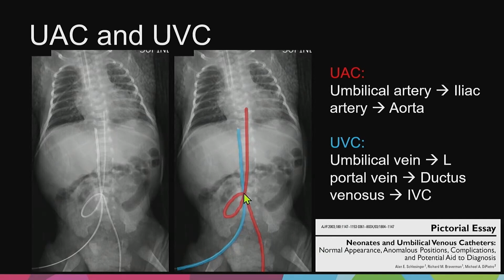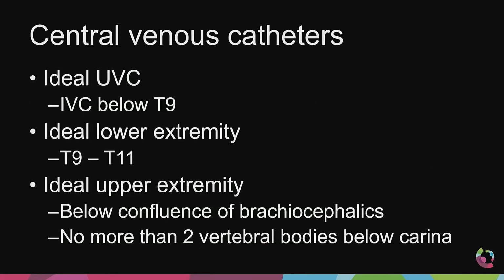It comes in through the umbilical vein, goes into the left portal vein, crosses the ductus venosus, and then goes into the IVC. So on the frontal radiograph, it looks like it has a very straight approach. On the lateral radiograph, as you'll see in a little bit here, it has more of a posteriorly directed course to get back to the inferior vena cava. There's a nice pictorial essay published in AJR all the way back in 2003 by Al Schlesinger and Mike DiPietro, as well as Richard Braverman, that goes through some detail about these catheters.